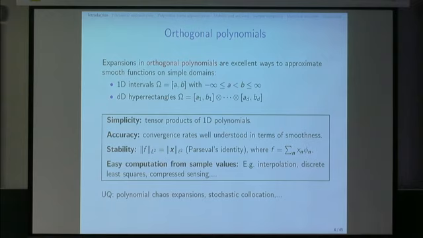Finally, we know how to compute polynomial expansions. We have different schemes: interpolation schemes if we can find good nodes, discrete least squares, and then more exotic things such as compressed sensing, which is an area I've done a lot of work in and which I'll touch upon in a few minutes.